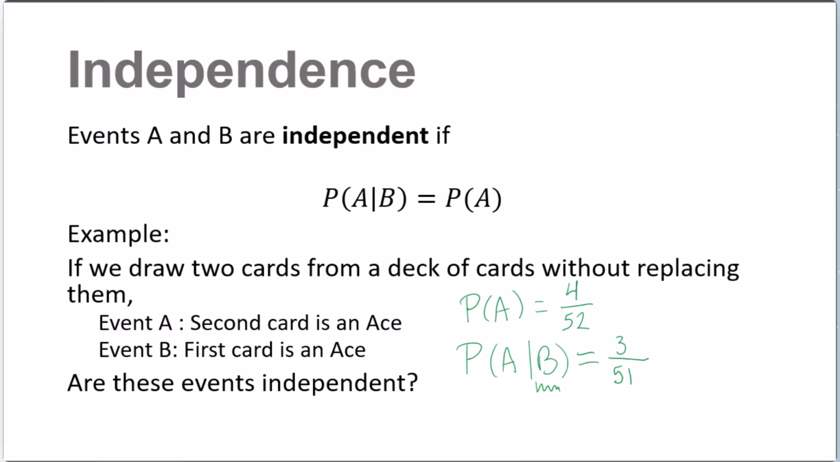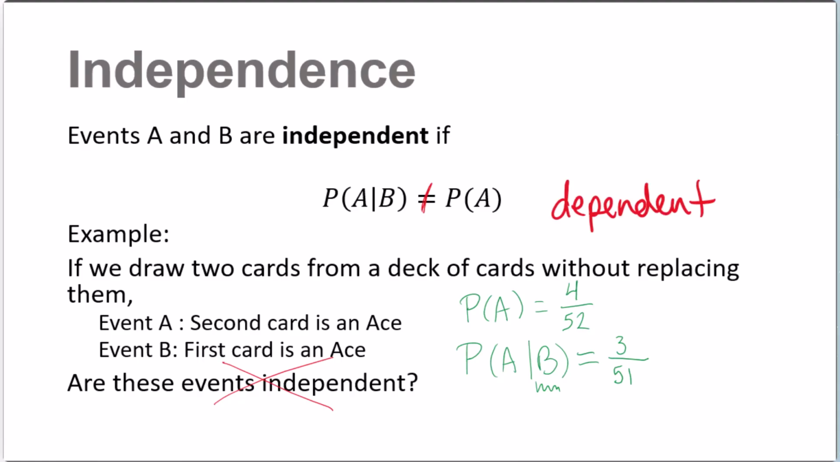In this case, this is a fairly significant change in probability. The probability of A given B is a fair amount smaller than the probability of just A. So are these events independent? No, they're not. These probabilities are not equal. And what we would say here is that whatever you get for that first card draw is going to affect the probability of what you get on the second card draw. This is true in general, not just about these events with aces. So we would say that these are dependent events.